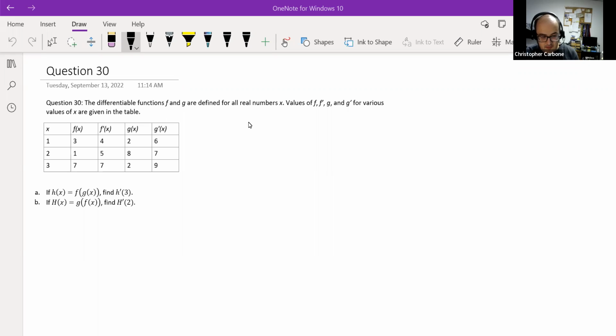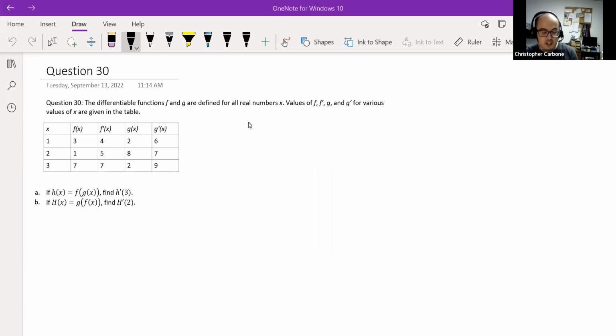For x equals 1, f of x is 3, f prime of x is 4, g of x is 2, g prime of x is 6. For x equals 2, f of x is 1, f prime of x is 5, g of x is 8, and g prime of x is 7. And finally, for an x value of 3, f of x is 7, f prime of x is 7, g of x is 2, and g prime of x is 9.